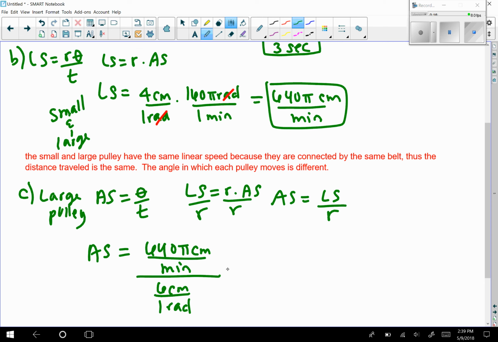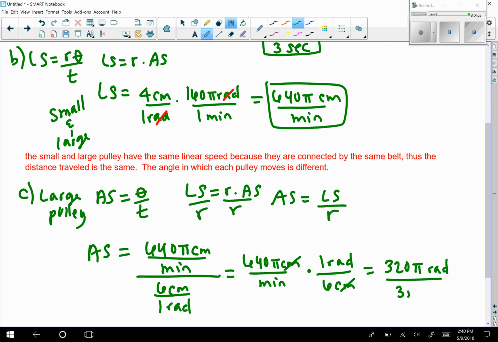So now we're dividing these two fractions. So 640 pi centimeters per minute times 1 radian per 6 centimeters. Because remember, you multiply by the reciprocal, it's in the denominator. So then we just have to simplify. So your centimeters are going to cancel out, notice, and you're going to be left with a radian per minute, so an angle per time. So 640 divided by 6 is going to give me 320 pi radians over 3 minutes.